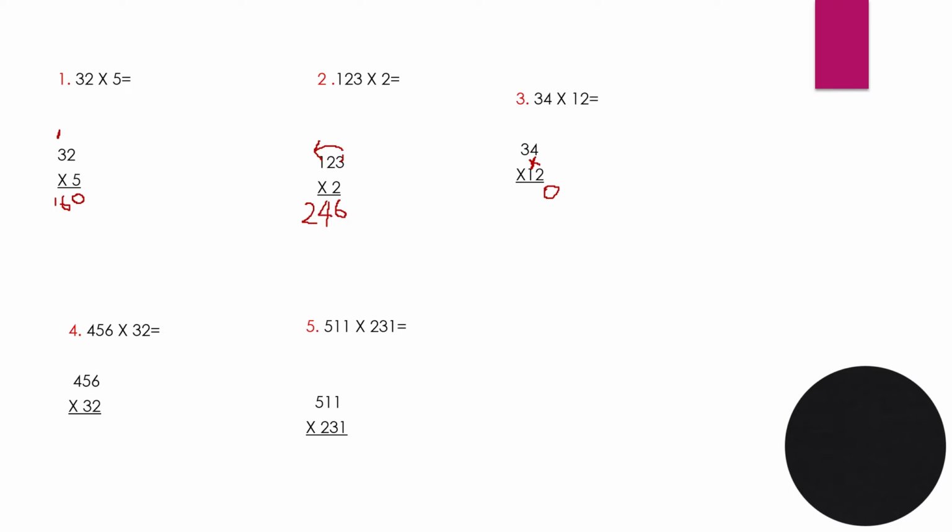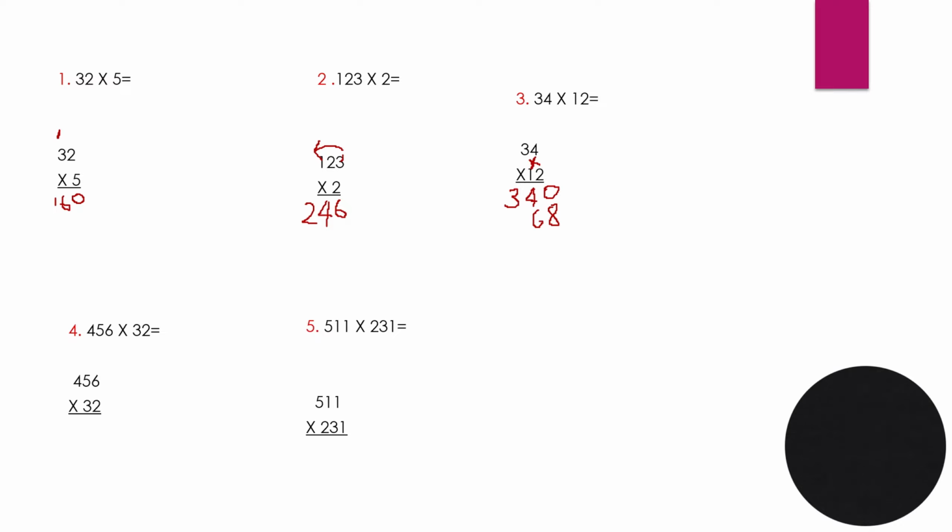times 4. So 4 1s are 4. And 3 1s are 3. Then now we're going to times it by the 2, 2 4s, right? And we're going to write it below the 0. So 2 4s are 8, and 2 3s are 6.